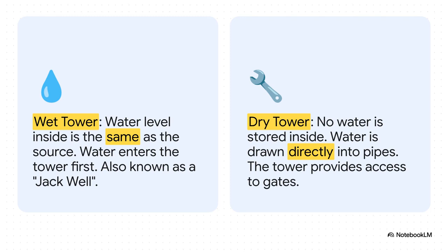And here it is, a guaranteed favorite for exam questions. The difference between a wet intake tower and a dry intake tower. It's actually pretty simple when you break it down. A wet tower is, well, wet inside. The water from the river fills up the tower itself before going into the pipes. Think of it like a big concrete well. A dry tower, on the other hand, is just a dry shaft that gives workers access to the valves on the pipes. Water goes straight into the pipes, not into the tower. That's the key difference you've got to remember.